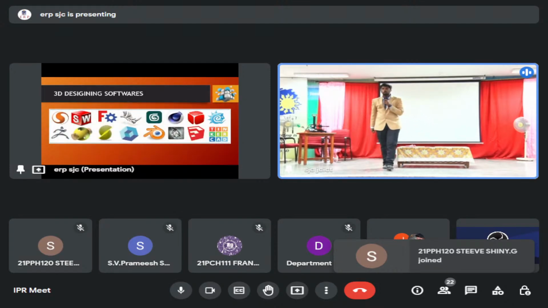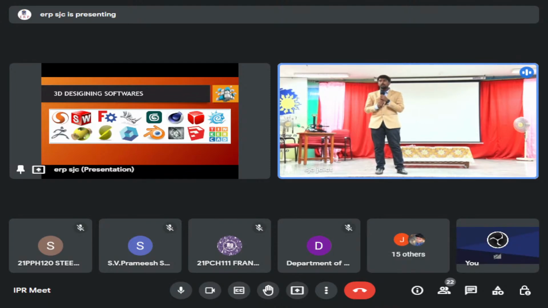Okay, so now we come to an interesting part, 3D design software. Until now, everything we have seen was about 3D printing machines, the hardware. Now we are entering into the software part.